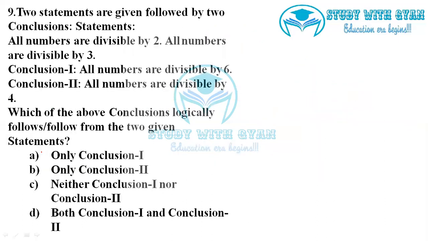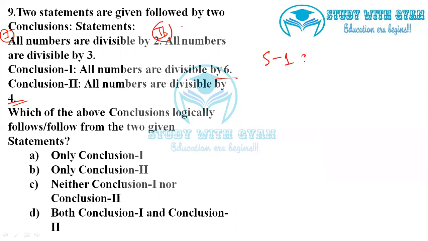After this, two statements are given with two conclusions. The statements are: all numbers are divisible by 2 and all numbers are divisible by 3. So statement 1 is divisible by 2 and statement 2 is divisible by 3. The conclusions are: all numbers are divisible by 6, all numbers are divisible by 4. Which of the above conclusions logically follows from the given statements? Only one, only two, neither one nor two, or both. So how will you proceed?